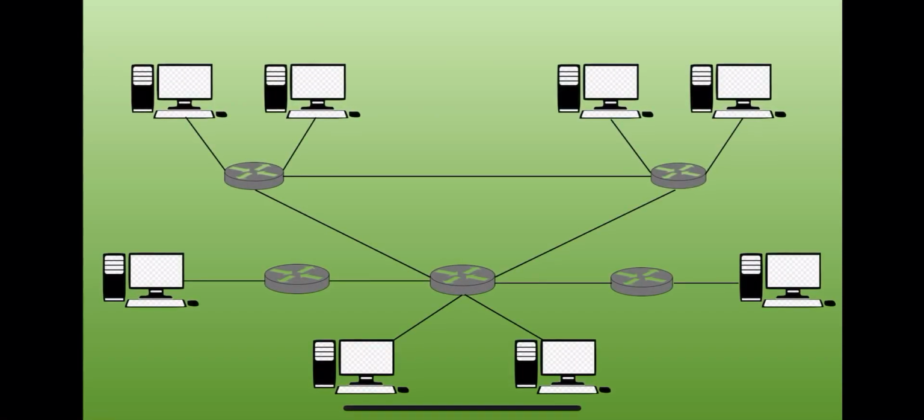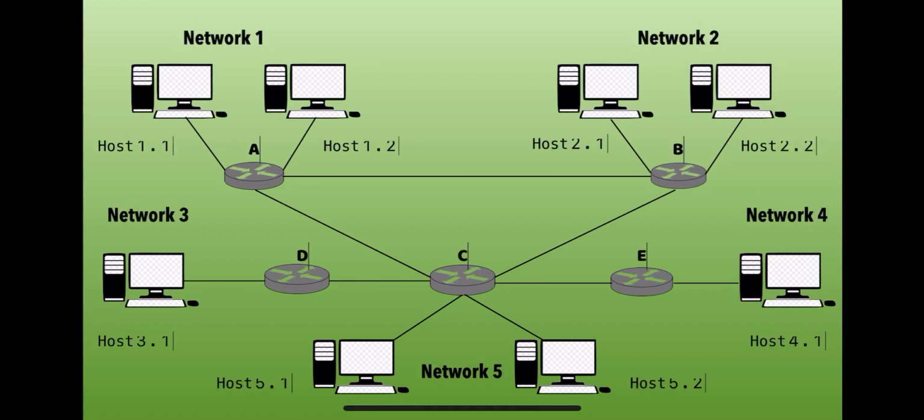So this slide shows 5 networks, network 1, 2, 3, 4 and 5, connected to each other via routers A, B, C, D and E. And each network has certain connections. For example, network 1 has 2 hosts, host 1.1 and host 1.2, whereas network 3 and network 4 have only one host connected to each, that is host 3.1 and host 4.1 respectively. Okay, so now we see how the router directs the signals.